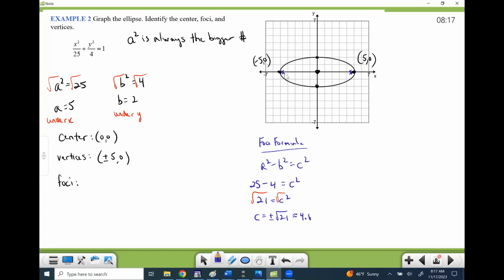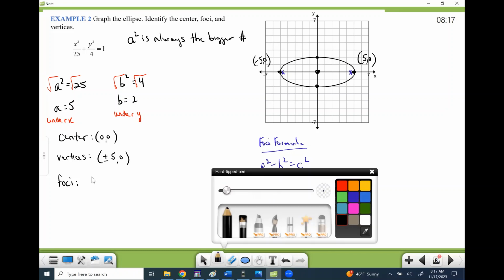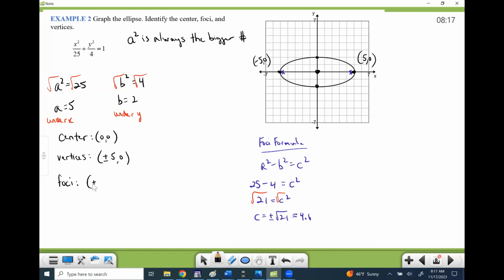So when I put that in over here, I'm not going to use the 4.6. I'm going to put plus or minus root 21, comma 0. We put it in the X spot again because it's in the X direction. If I had gone up and down, I would have put it in the Y spot, but it's always got to be on the major axis. So it's going to match the vertex: if you did it to the X for the vertices, then you do it to the X for the foci. I think we got everything that this was asking of us.